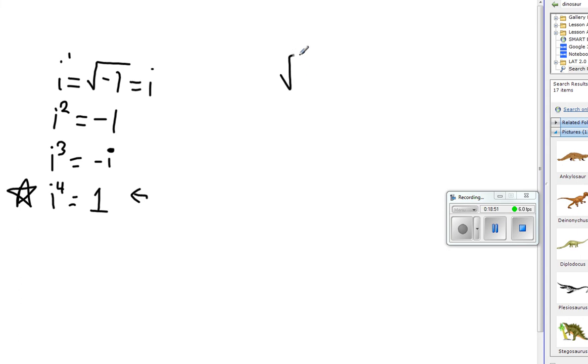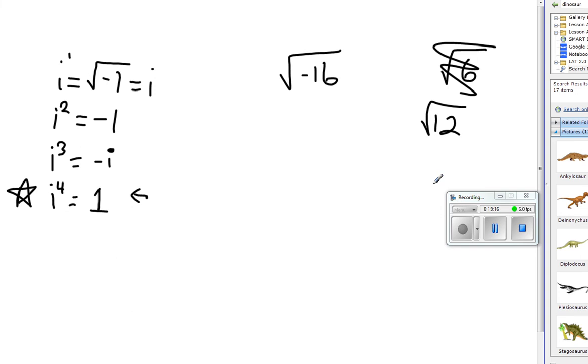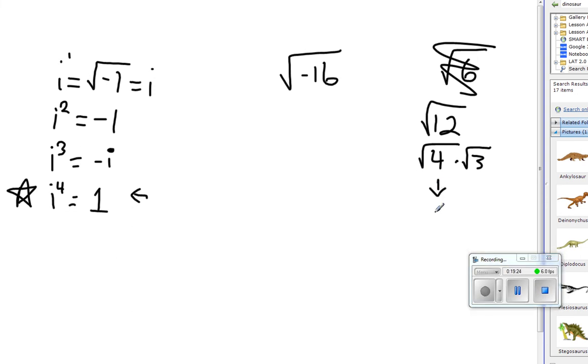Alright, square root of negative 16. Do you remember how to do that? No? Okay. So what you have to do is we need to break this up. Do you remember when you did algebra? The square root of 12 is the same as the square root of 4 times the square root of 3. And then we could say the square root of 4 is 2, times the square root of 3.